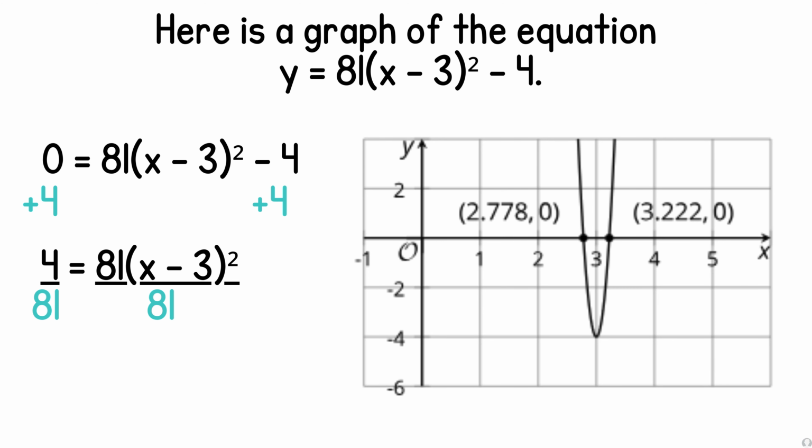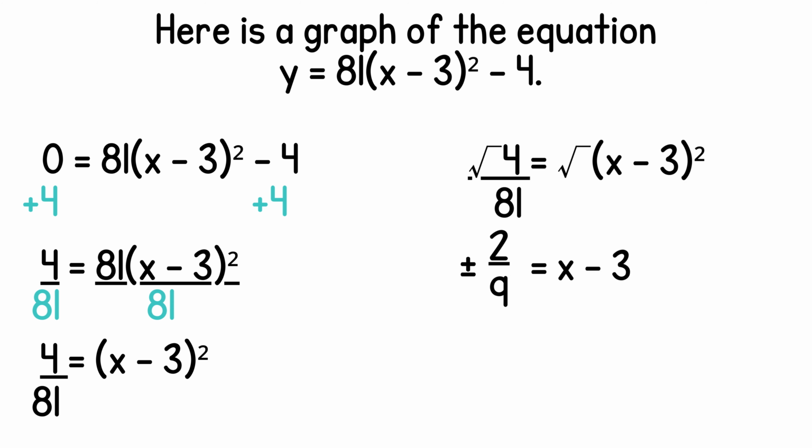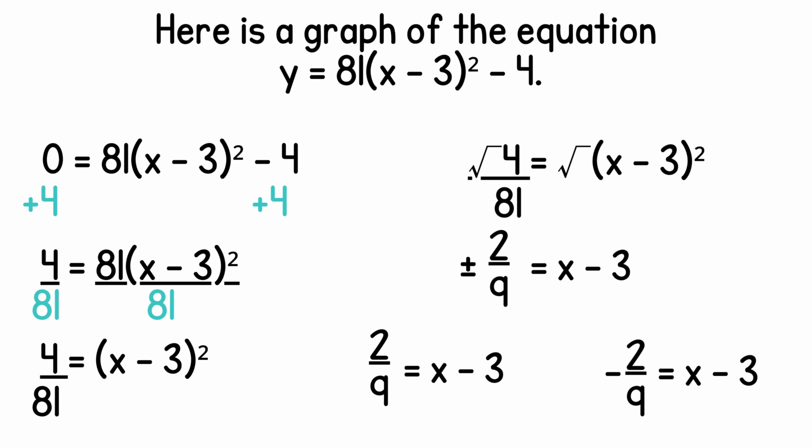Now we'll divide by that 81 so we can get the parenthesis by itself. So we get 4 over 81 is equal to x minus 3 squared. We'll move this up so we can have more room to solve. Now we'll take the square root of each side. So we get plus or minus 2 over 9 is equal to x minus 3. And now we can set up our two equations.